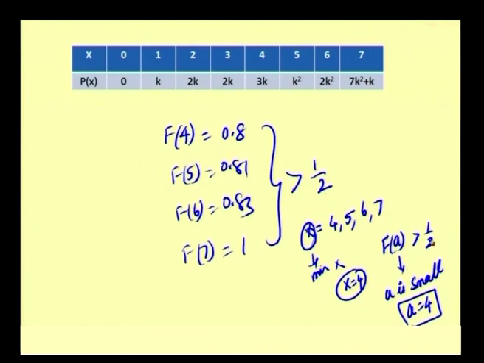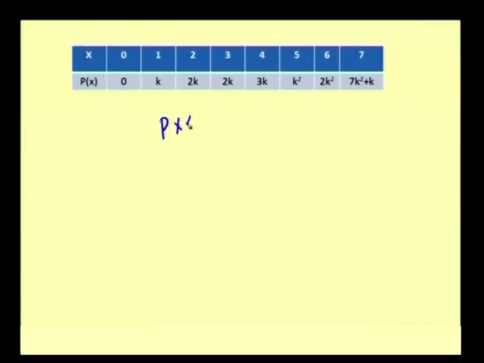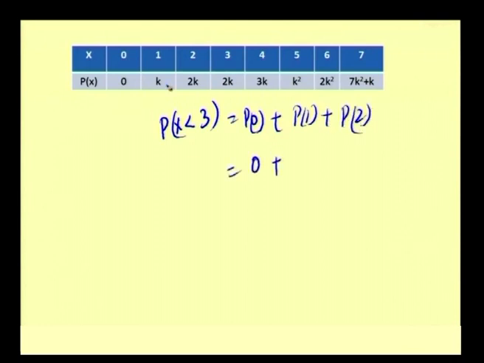Now, going back to the second subdivision, you are asked to find p of x less than 3. P of x less than 3 is nothing but p of 0, p of 1, p of 2, only these 3 values. So, 0 plus 1 by 10 plus 2 by 10. So, the answer is 3 by 10. All the values you can pick up from the probability mass function.